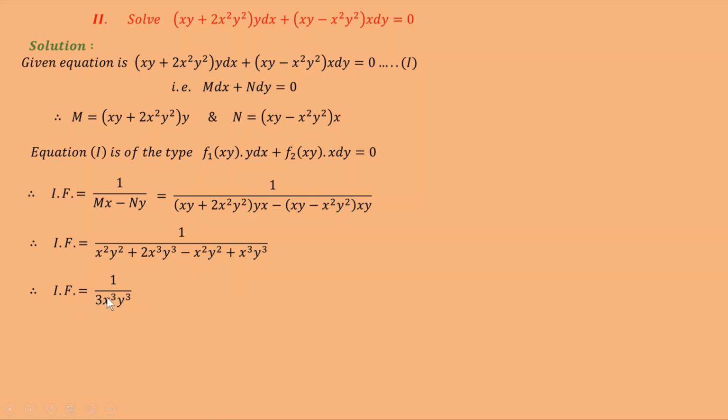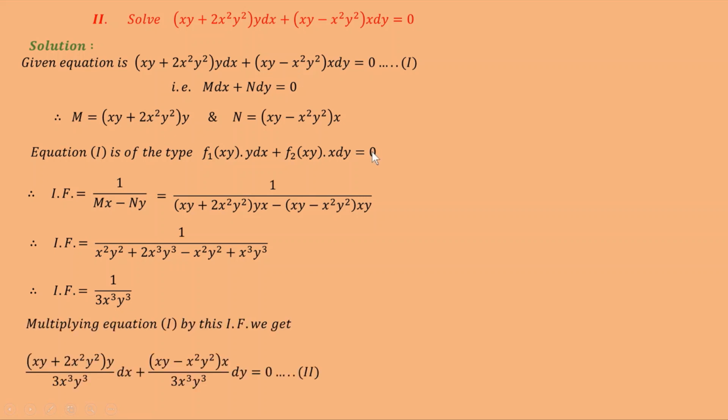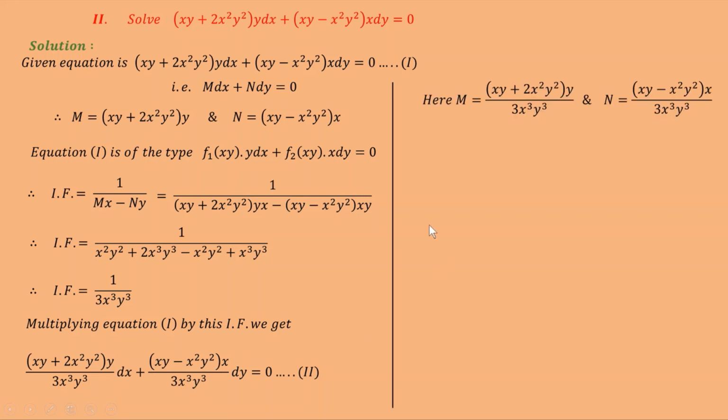Now multiply this integrating factor with the given differential equation 1. We get xy plus 2x square y square into y upon 3x cube y cube dx plus xy minus x square y square into x upon 3x cube y cube into dy is equal to 0. This is equation number 2. Here we observe that in the first term y gets cancelled and in the second term x gets cancelled. And so these are the new m and n.